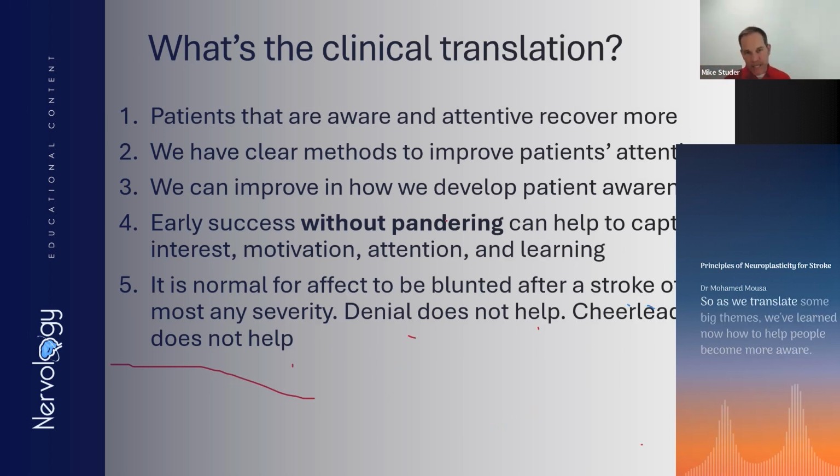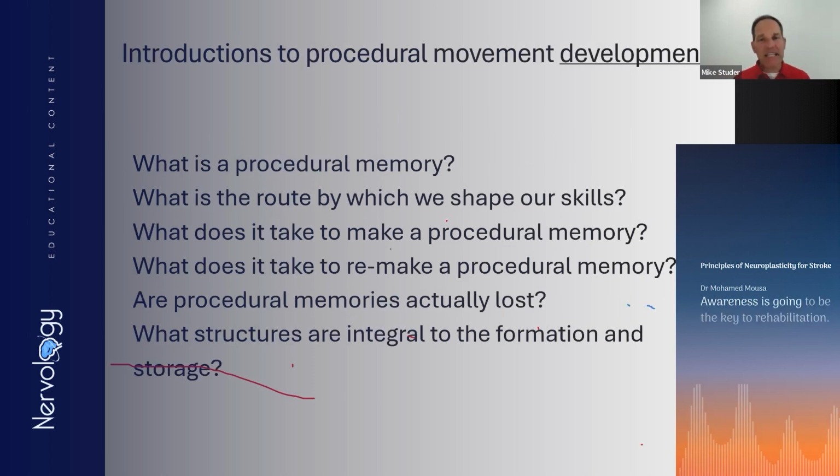So as we translate some big themes, we've learned now how to help people become more aware, and I showed you 8 different ways to help people recover attention. We do know that we have to allow people to make errors, but not so much that they feel burdened, but just enough to help them feel hopeful. Awareness is going to be the key to rehabilitation that gives individuals the opportunity to learn even when you're not there, because they're starting to self-correct.